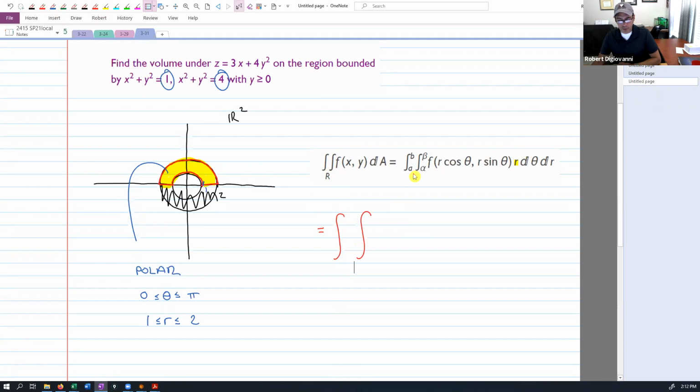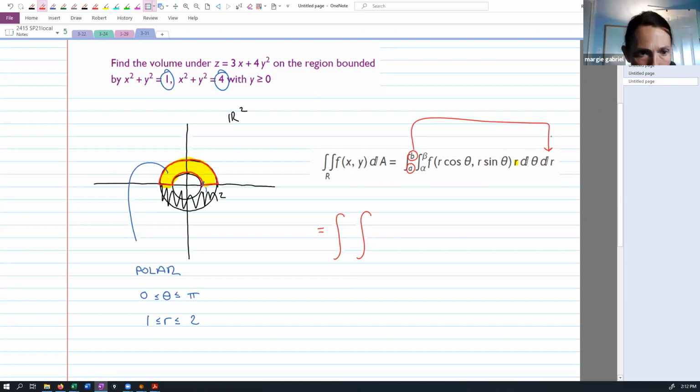I think you're on mute. Sorry, it's going to be from 0 to pi. Okay, the outer ones go with r, right? So what's our restriction on r? Yes, so the outer one is between 1 and 2. And then the inner one is between 0 and pi. Okay, everyone okay with that?